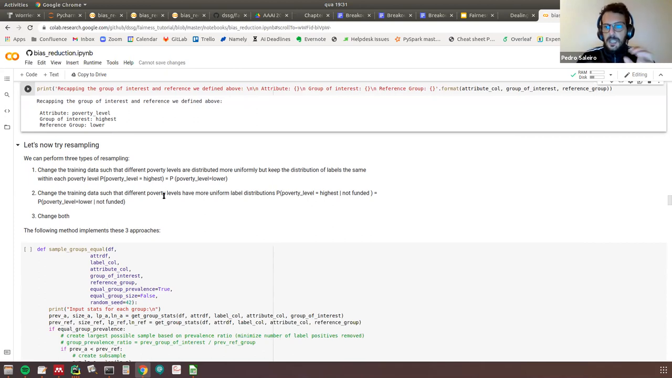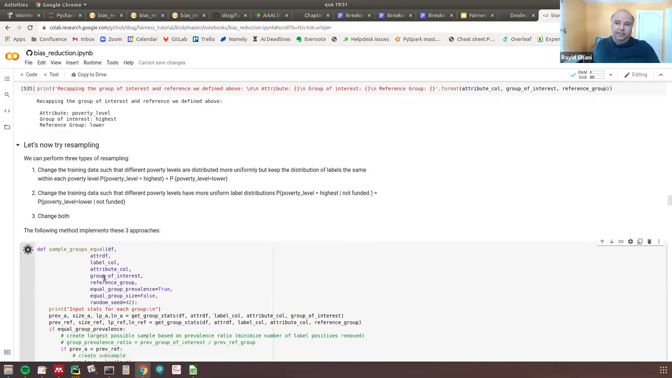The second option would be to undersample the group with lower prevalence, so it gets higher prevalence. And the third option is actually doing both at the same time, adjusting the prevalence and adjusting the group size on the training data.